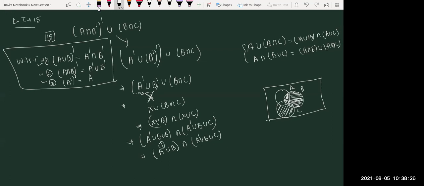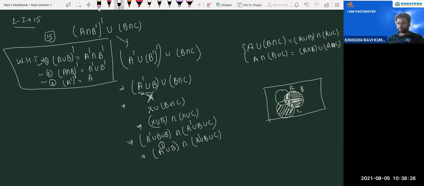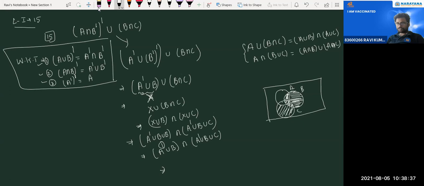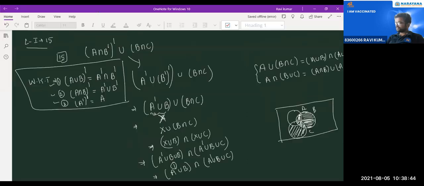Now, if you want to find the intersection between these two, which will be the intersection we get among these two? BC, sir. BC will come as the intersection. One second, one minute.